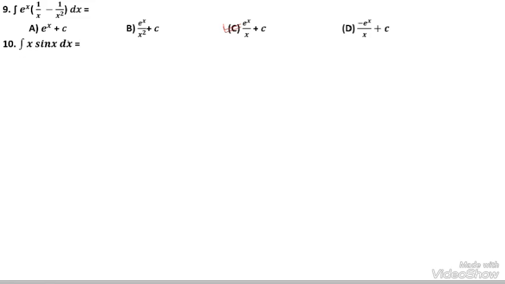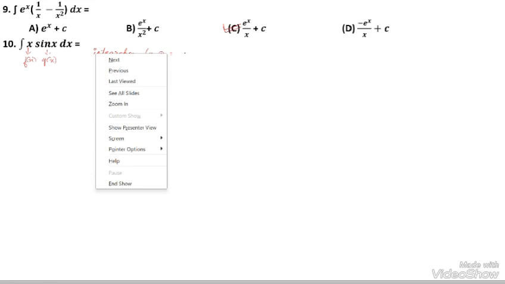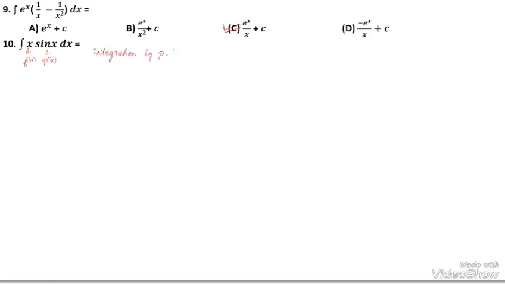Integration of x into sin x. Here there are two functions, one is f of x and another one is g of x. This is of the form integration by parts. Integration by parts means two functions are given for integration, so I can use one rule, the ILATE rule. Based on the ILATE rule, I can solve the integration.